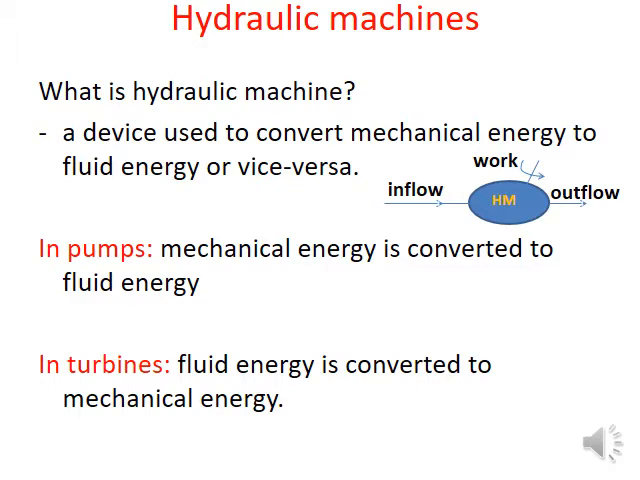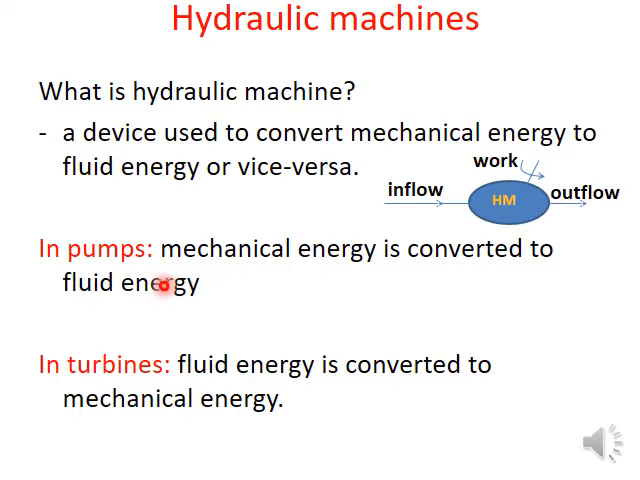Now the essential feature of a hydraulic machine is that there must be an inflow and outflow of fluid, and there is a shaft work output or input to the machine as shown in this diagram here. You can see inflow or outflow here, and there is a shaft work output from the hydraulic machine.